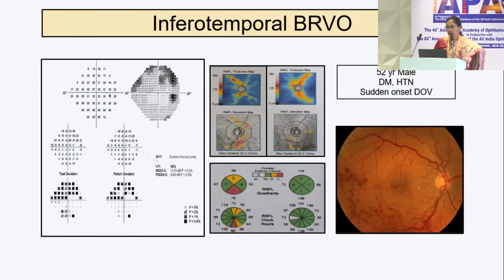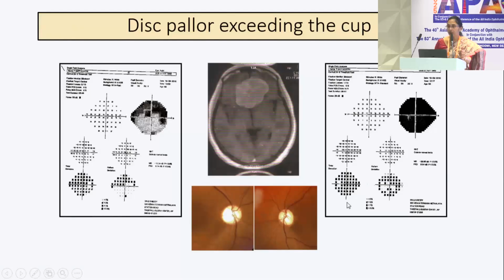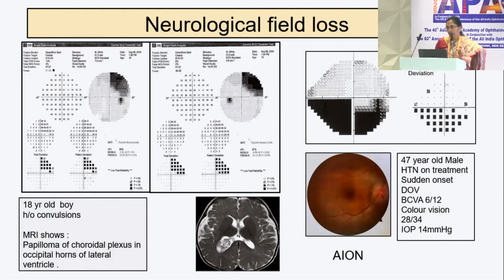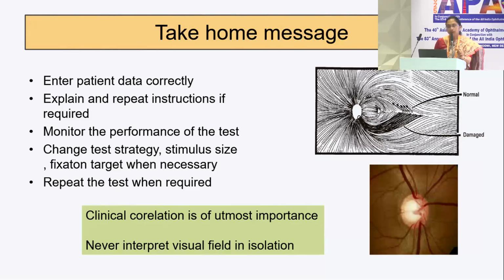Similarly, in this patient, as we can see, there is a superior arcuate scotoma with macular threat, but this was not directly because of glaucoma; on fundus examination, this patient was found to have an inferior branch retinal vein occlusion. Similarly, very pale discs because of some neurological cause can also produce advanced field defects, but that has to be correlated clinically. Same thing here. So it's very important to identify the artifacts.